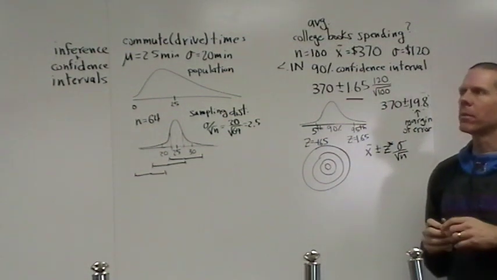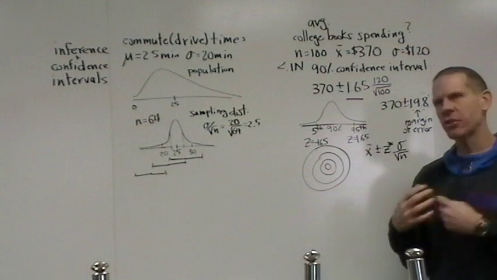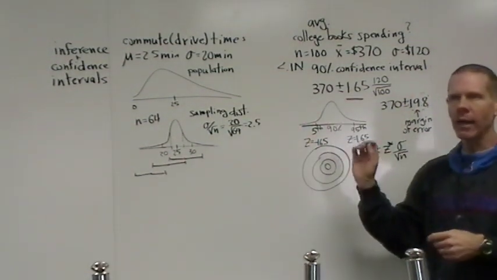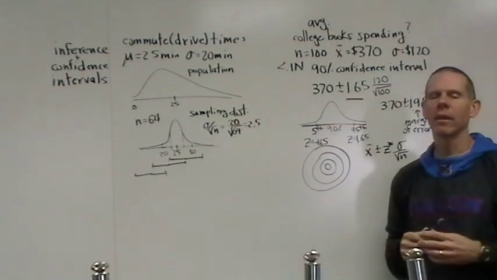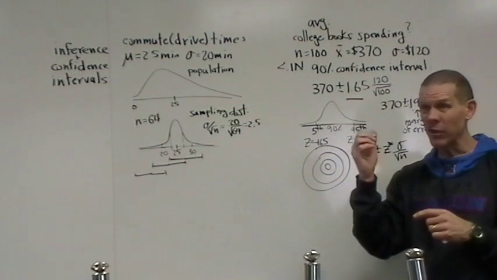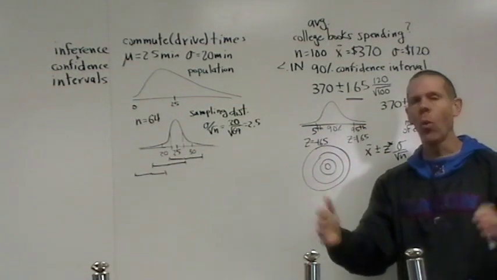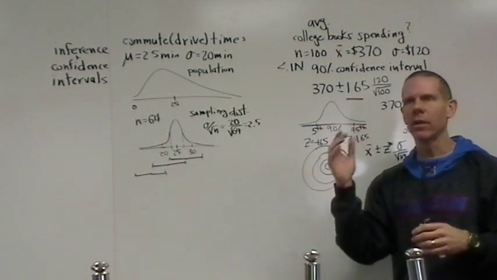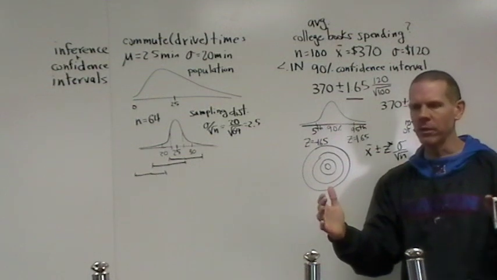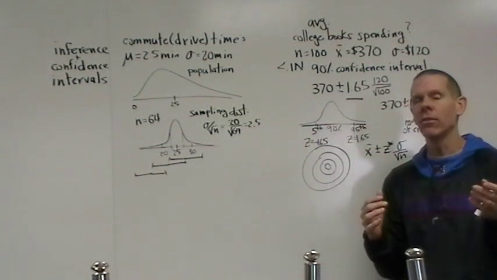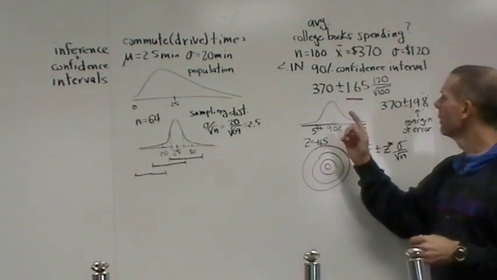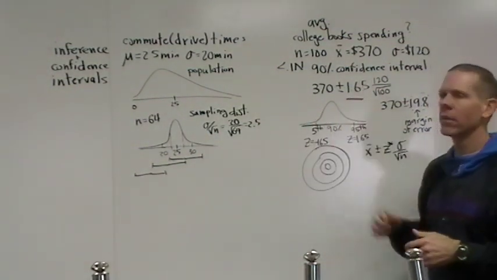Again, be careful. People are tempted to say, oh, there's a 90% chance that the true amount of books is between $350 and $390. And as we talked about yesterday, you can't make that statement. The true mean either is between $350 and $390 or it's not. There are no chances. Just because we don't know what the answer is, you still cannot associate a probability with something that either already is or already is not true. We are 90% confident that the true mean is between 350 and 390.